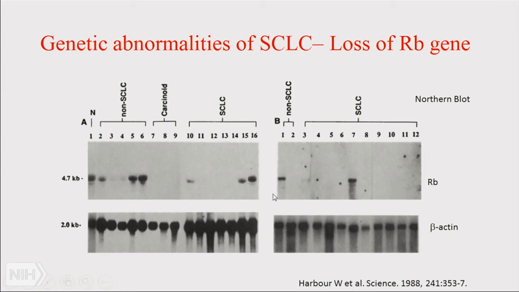He extended this study to many other small cell lung cancer cell lines, and the results are shown in panel B. Here in panel B, 1 to 2 belong to non-small cell lung cancer cell lines, and 3 to 12 are small cell lung cancer cell lines. As you can see here, RB is lost in most of the small cell lung cancer cell lines.